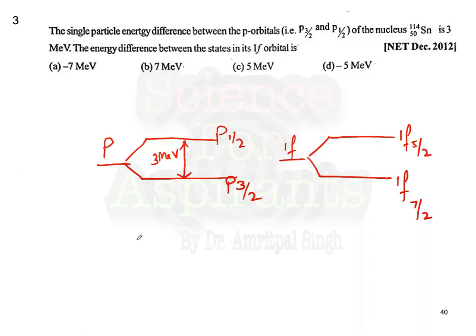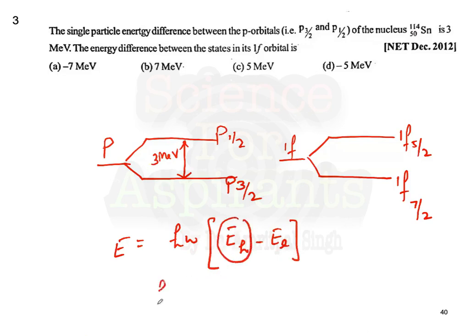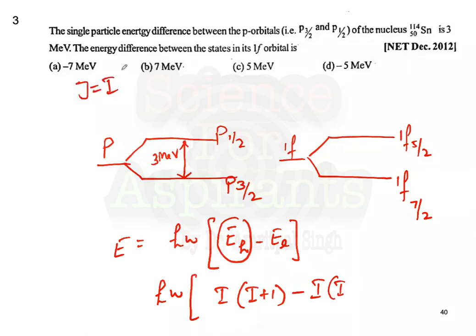So you can calculate the value of E, which comes out to be h bar omega times the difference, E of higher minus E of lower energy. So it is of the order of j(j+1) minus j(j+1). In some books, J is also related with I, which represents the total angular momentum. So here, p 1/2 has higher energy as compared to p 3/2, and the energy difference is 3.